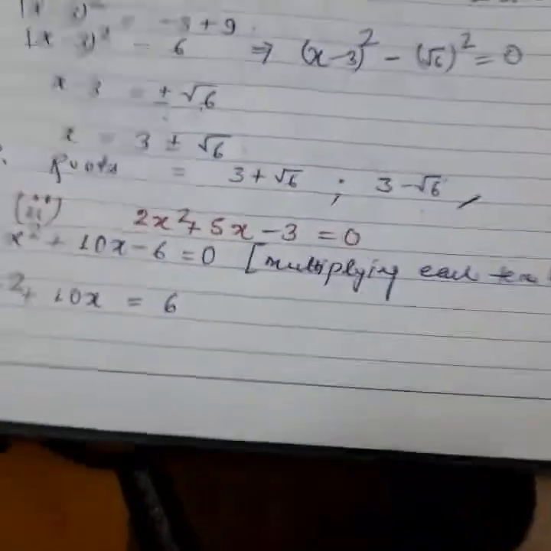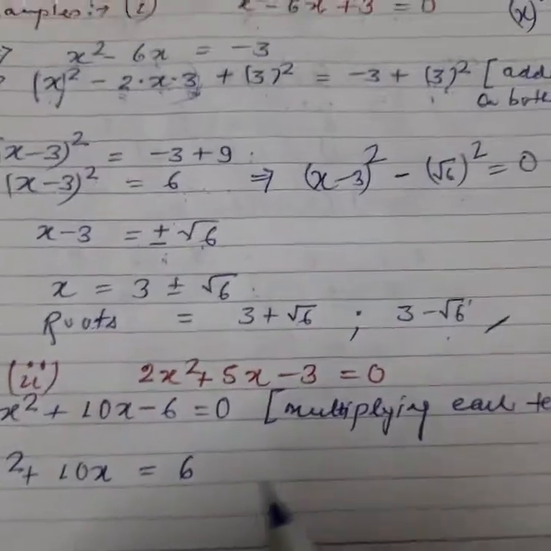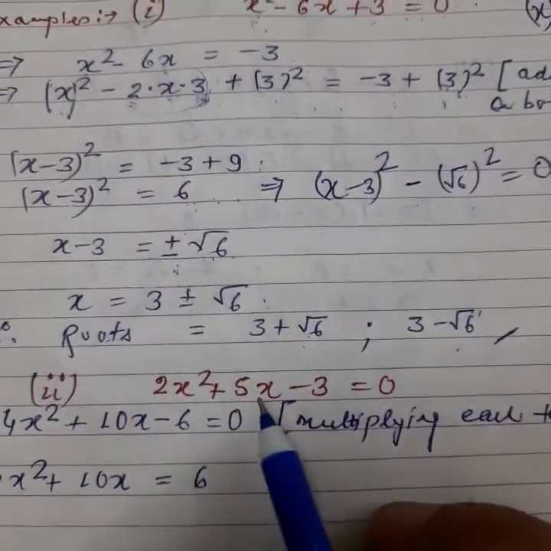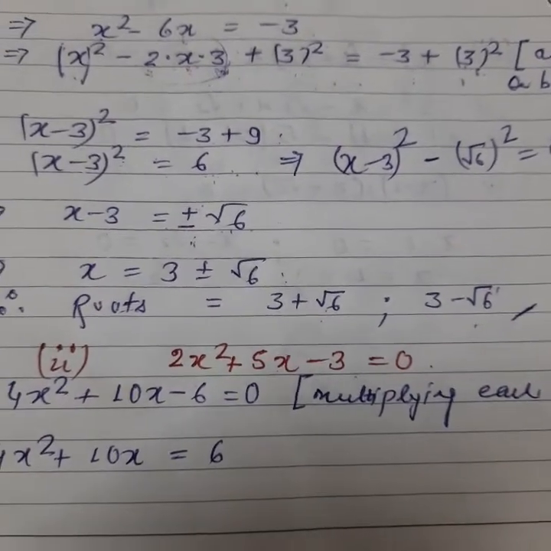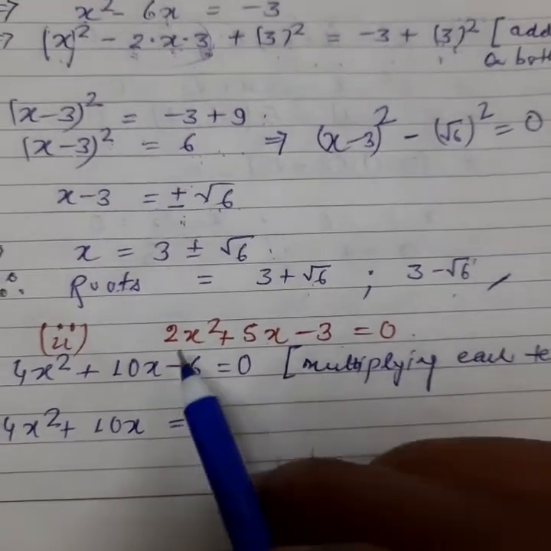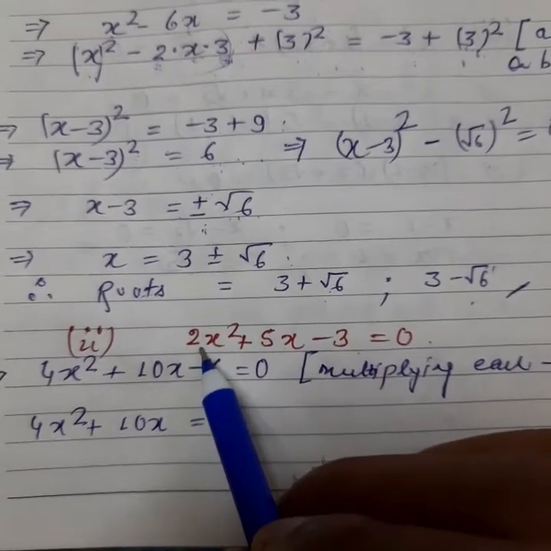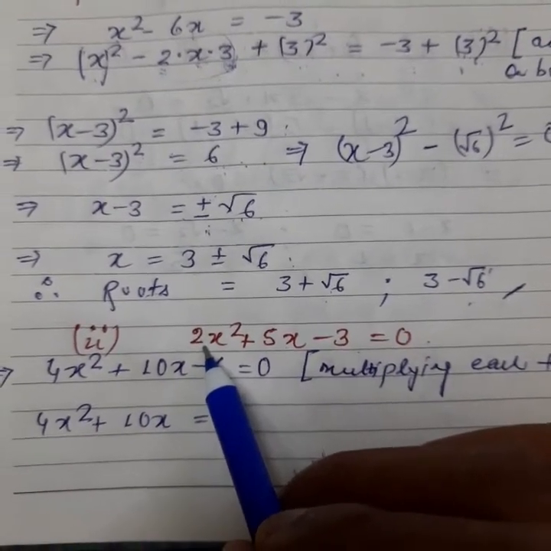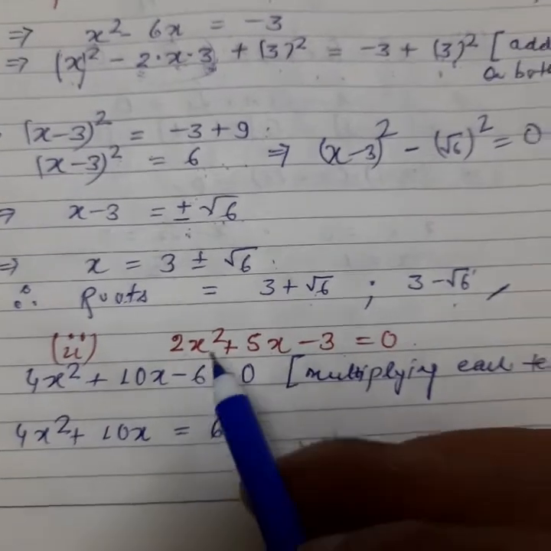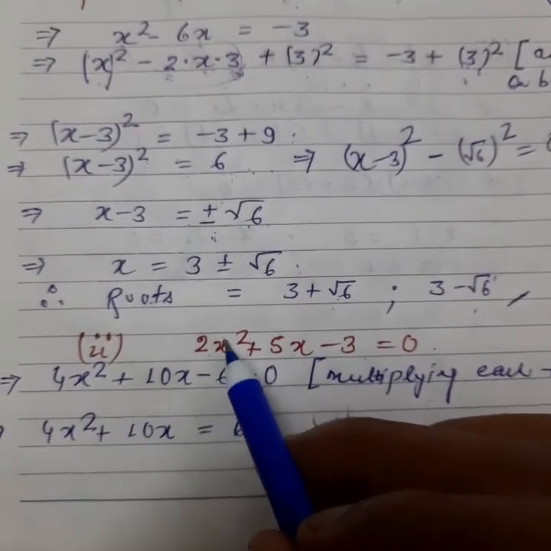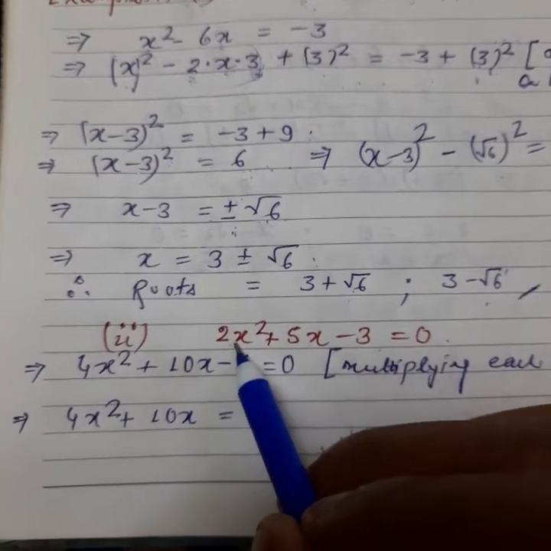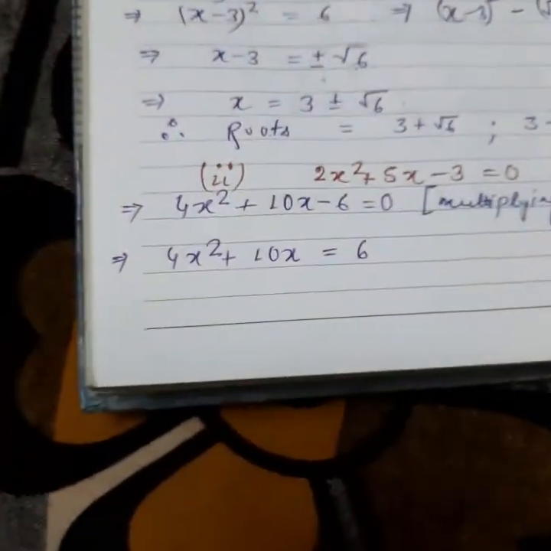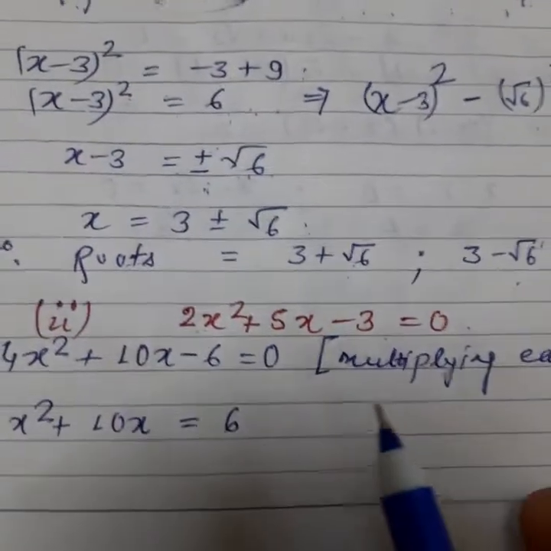Let us understand this with one more example, that is 2x square plus 5x minus 3 equals 0. What was our step 1? To check whether this x square term can be written in the form of a square or not. Now this 2x square is not possible to write in the form of a square. So for that, let us multiply the equation by 2.